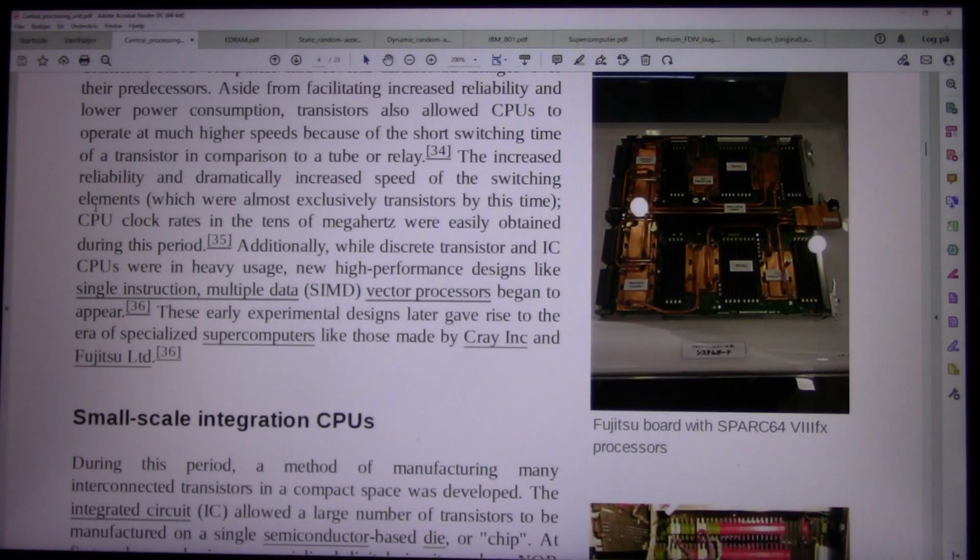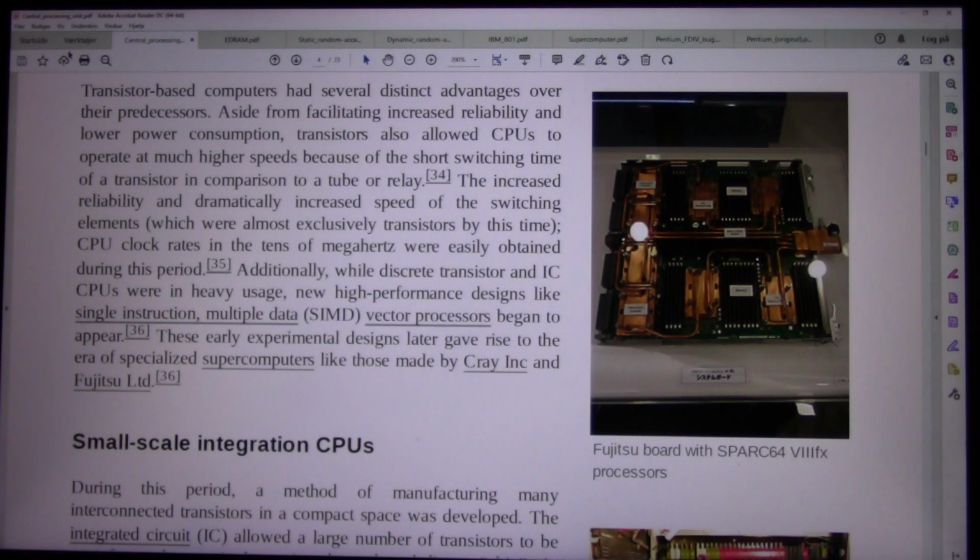Transistor-based computers had several distinct advantages over their predecessors. Aside from facilitating increased reliability and lower power consumption, transistors also allowed CPUs to operate at much higher speeds because of the short switching time of a transistor in comparison to a tube or relay.